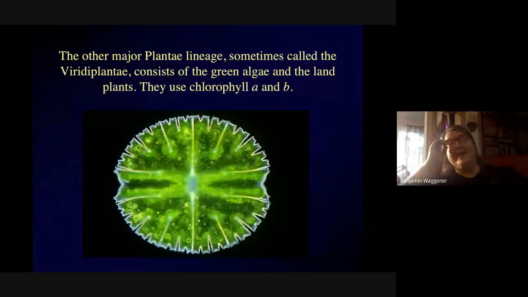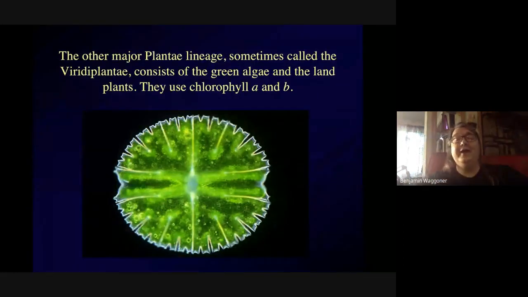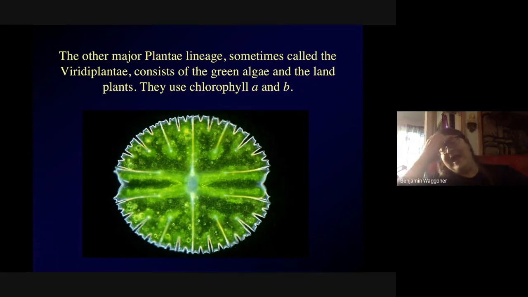The other main plantae lineage is sometimes called the viridiplantae. That's the land plants and green algae, including this very handsome green single-celled alga of a type called a desmid. And it's possible that you could see these if you look at enough pond water. They're grass green, and they're always very symmetrical like this. And anyway, green plants and green algae use 2 types of chlorophyll, A and B. And that's all I'm going to say about that.